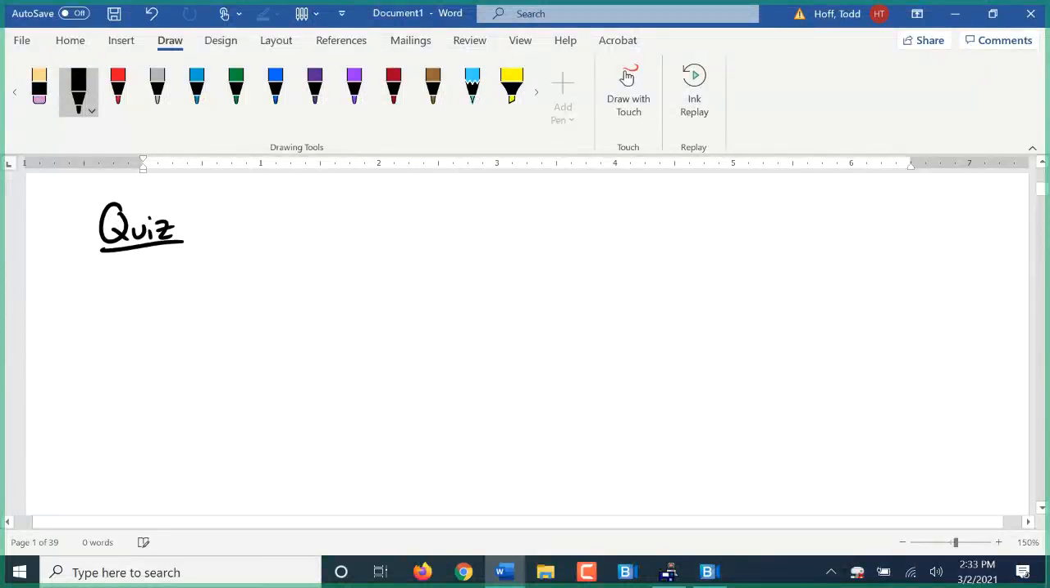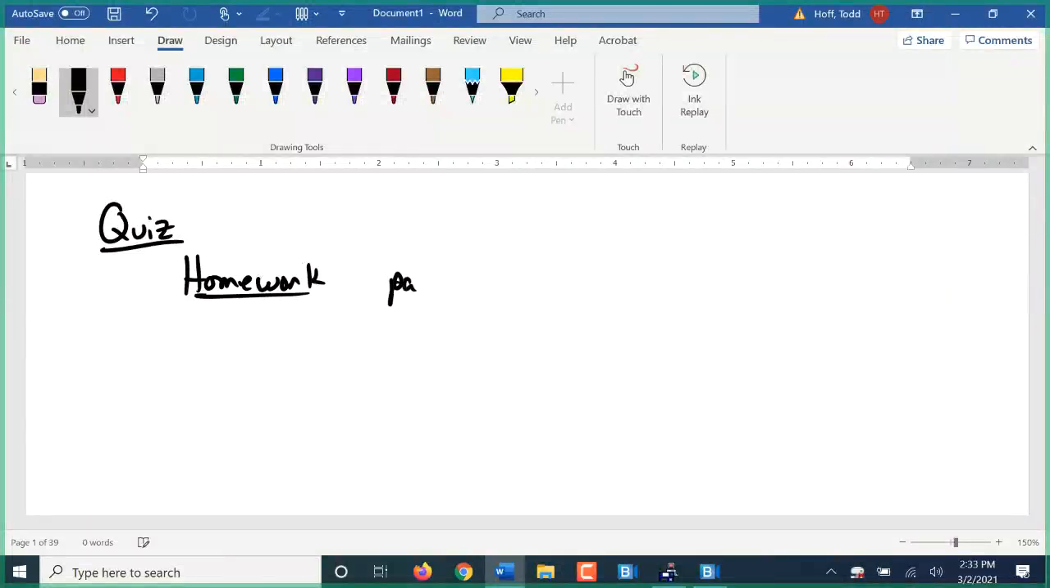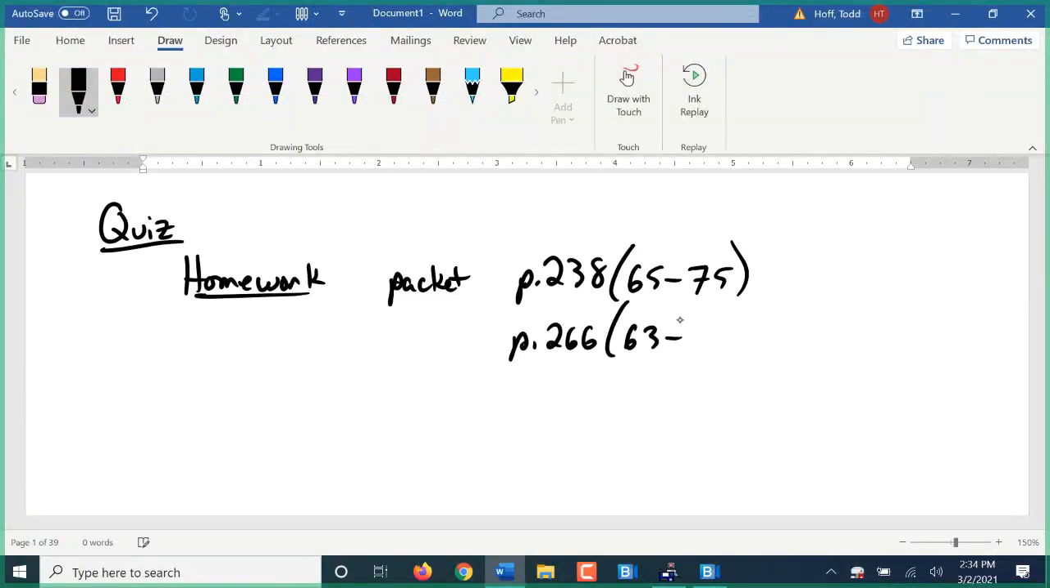So there is a quiz out there for today. If you haven't completed it yet, please make sure you're taking time to do that. And then for homework, I believe we're finishing up the packet today. Page 238, 65 through 75 in the packet. And page 266, 63 through 90. There are some additional word problems in that packet that we have not gotten to. I would recommend you look through those and make sure you're good with those word problems. Make sure you really understand how the units work when we're doing applications.